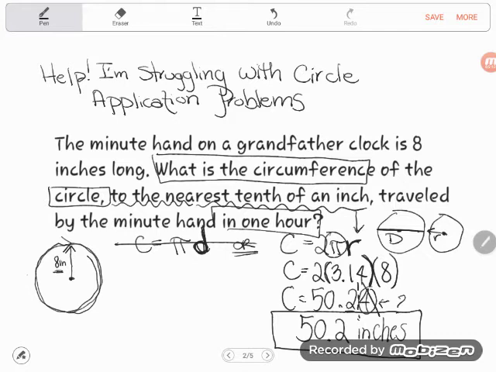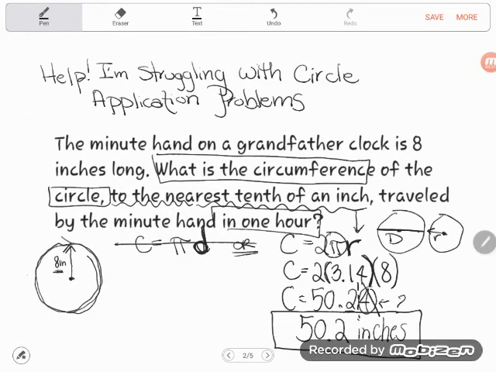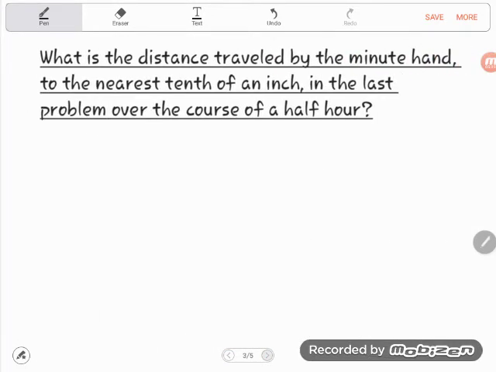All right, so that's my first example, but you had a few, so let's look at the next one. Okay, next one got a little trickier because it says, what is the distance traveled by the minute hand, to the nearest tenth of an inch, of the clock in the last problem over the course of a half an hour? So let's go grab up the clock in our last problem. Okay, it was a circle with an 8-inch minute hand, or radius.